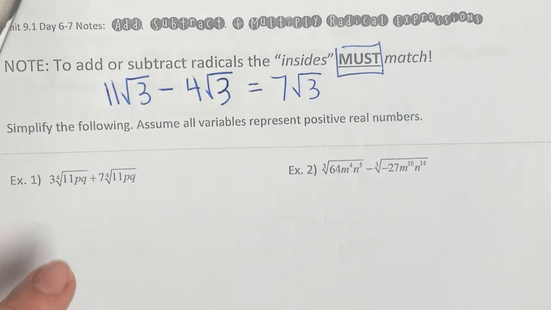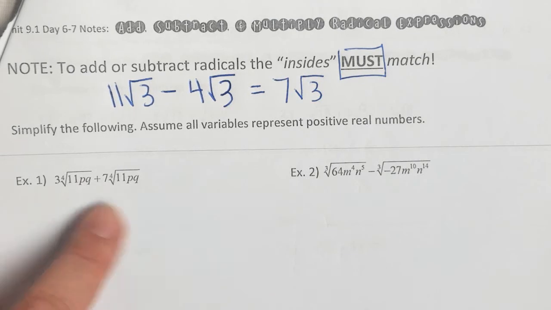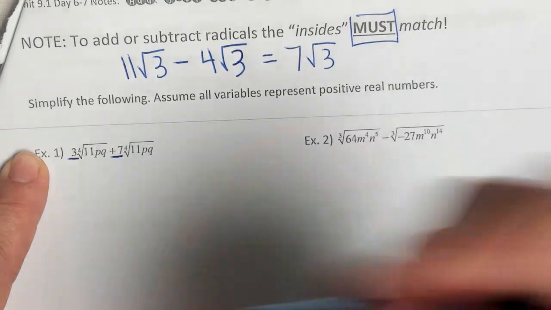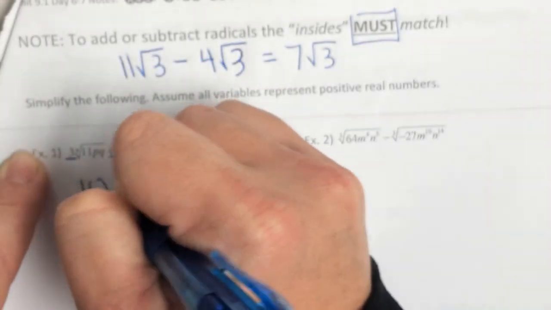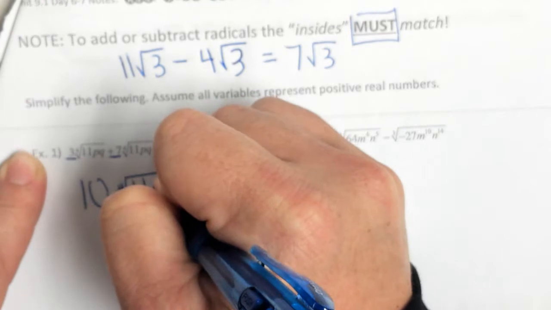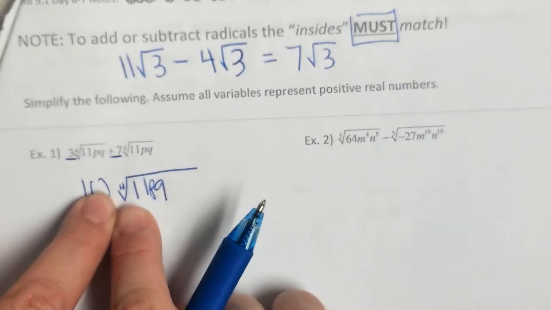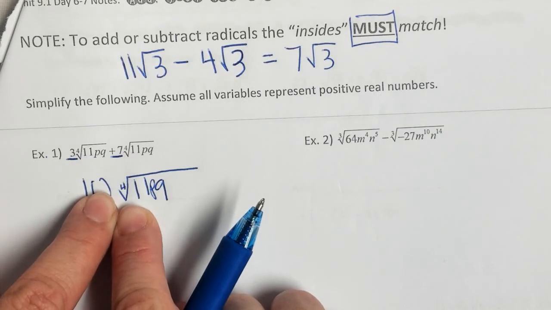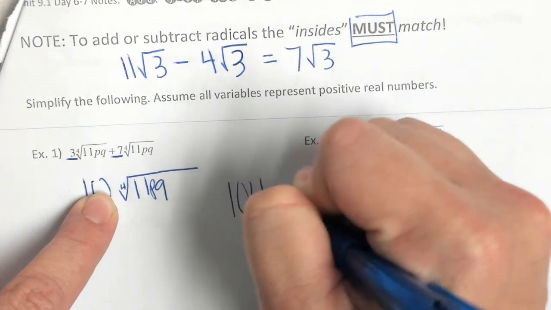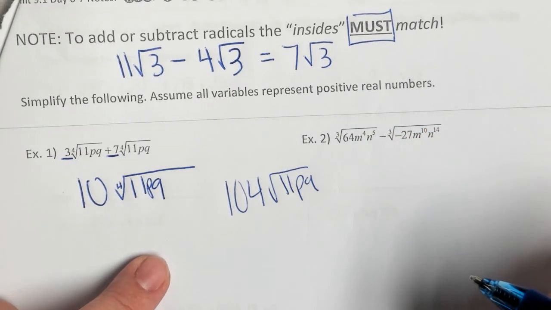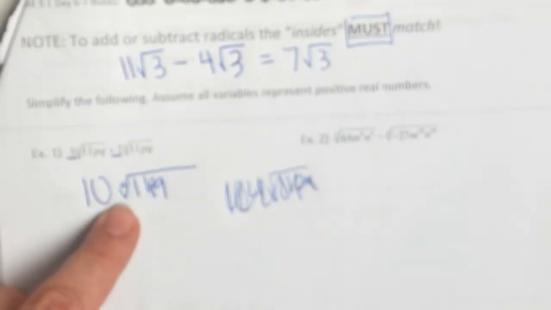Look at number 1. Do the insides match? Yeah, and they're both 4th root. So what is 3 plus 7? Now, oh, I forgot the P. Okay, make sure y'all's little 4th roots look little. Okay, some of y'all are writing it like this. Okay, and it looks like you're writing 104 square root of PQ, or 11 PQ. Do not write it that way. You have to write the 4 little.